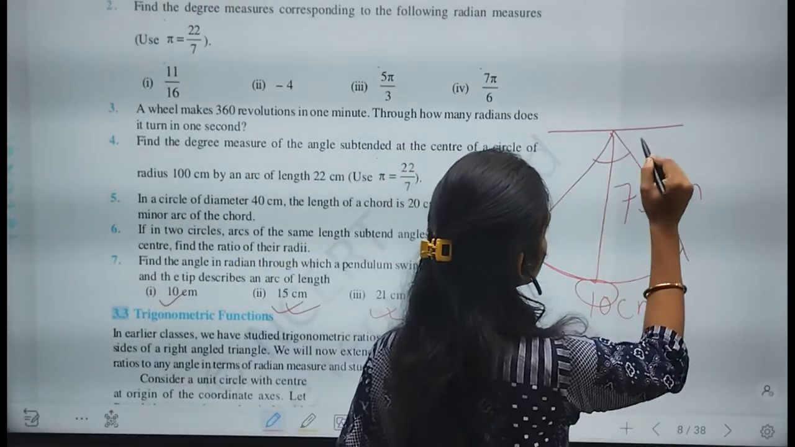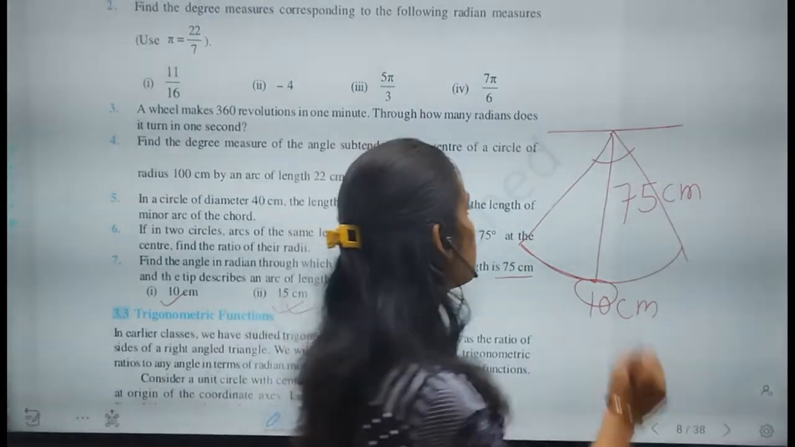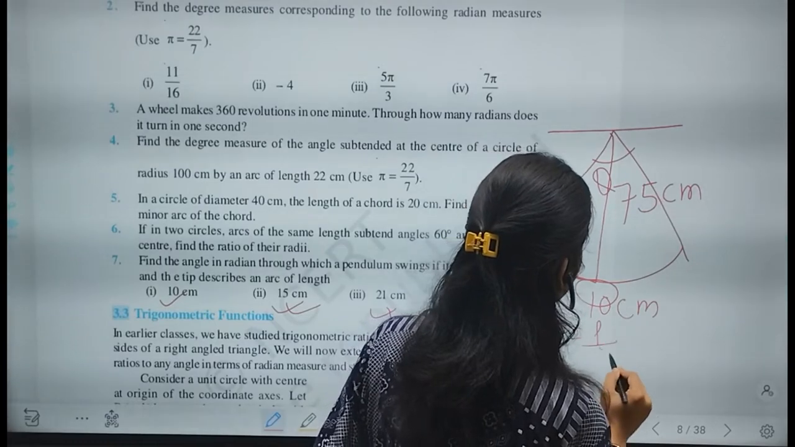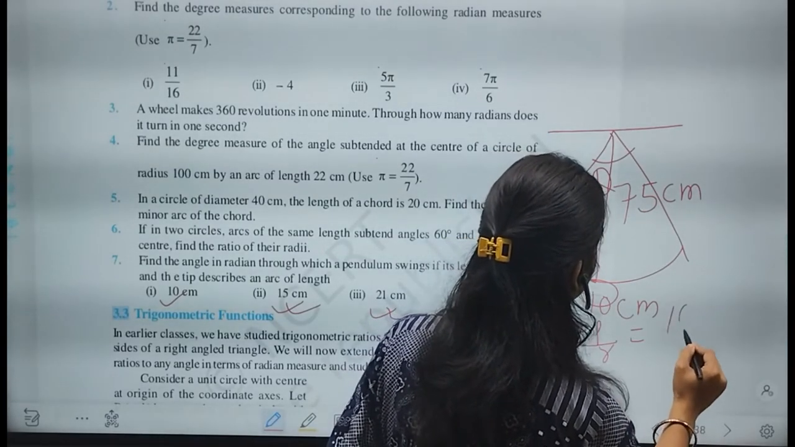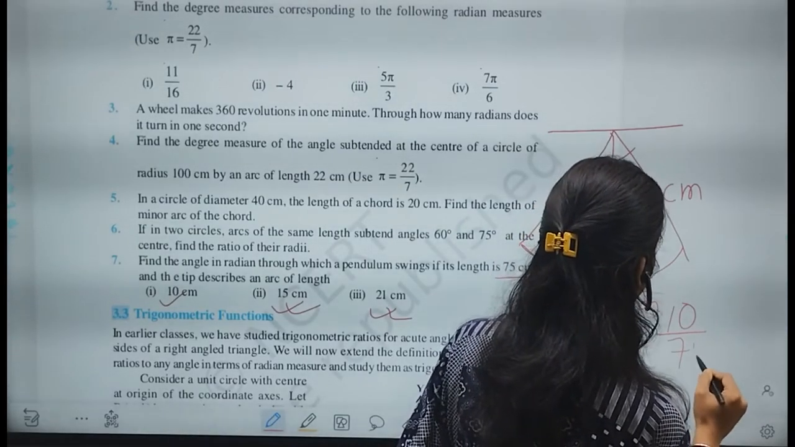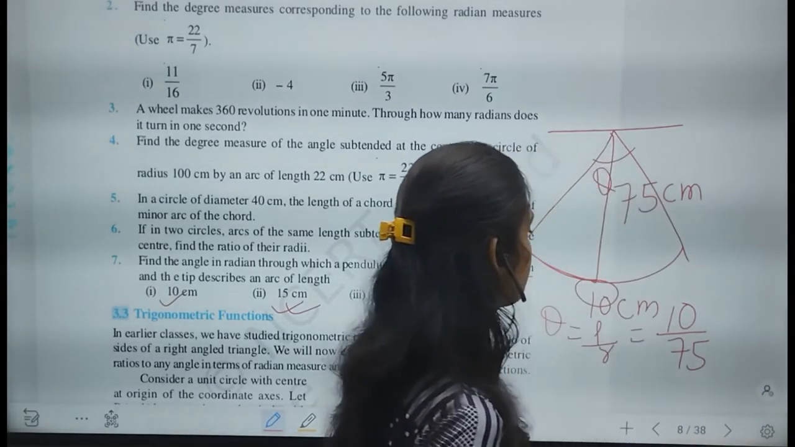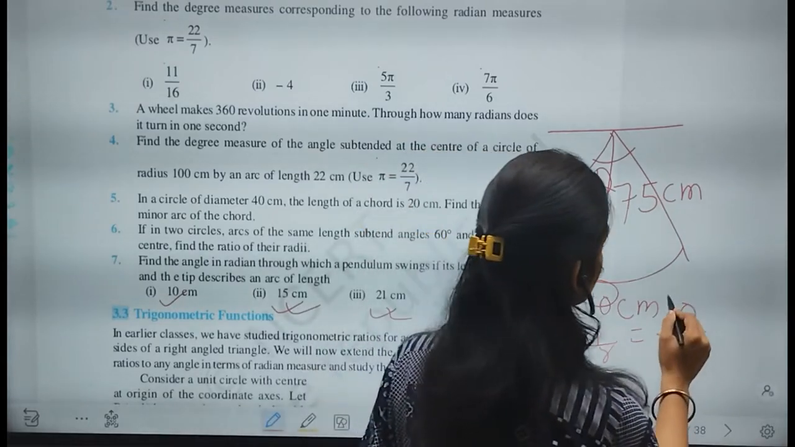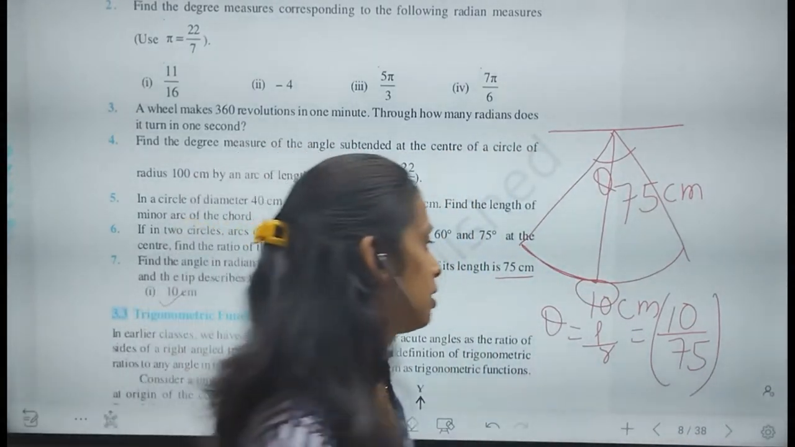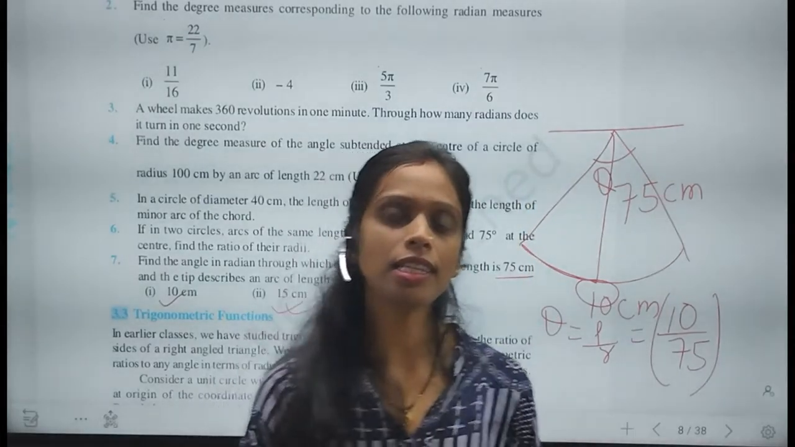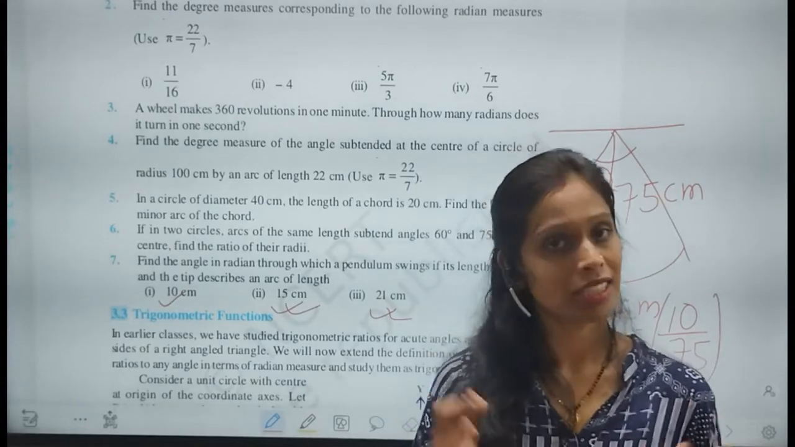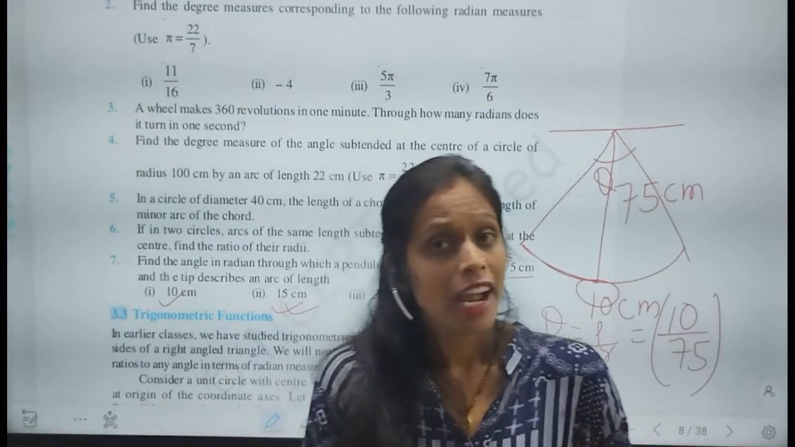So how much angle will be made there? You know that theta is equal to L by R. L is equal to 10 and R is equal to 75. Theta. Okay, now this is the way to find the answer to a question in this chapter.